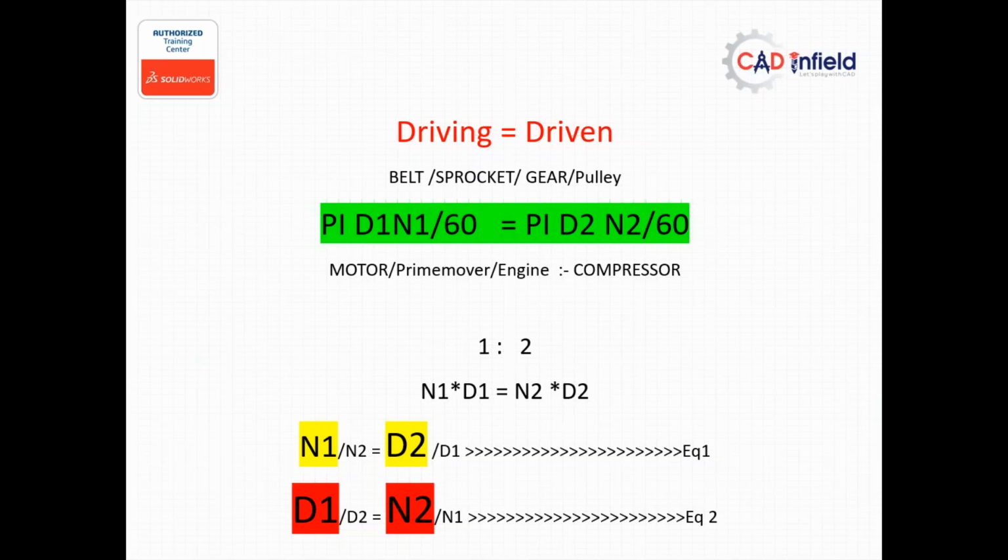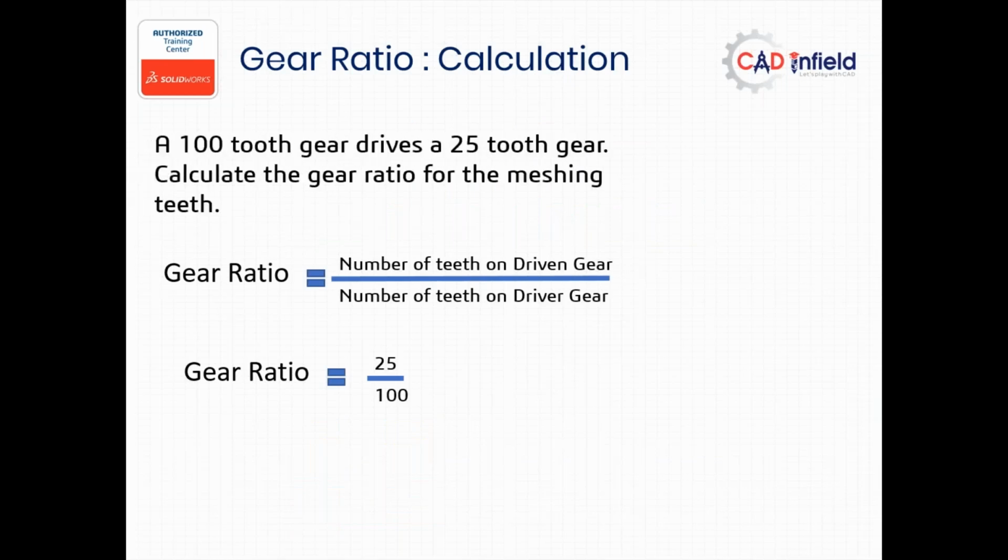Either you can take N1 by N2 equal to D2 by D1, or you can take D1 by D2 equal to N2 by N1. Both ways work; the only important thing is that you take either driving on top or driven on top. The important thing is the speed and diameter must have an inverse relationship. That is the most important thing in speed ratio, applicable for belt same, sprocket same, even a gear will be the same.